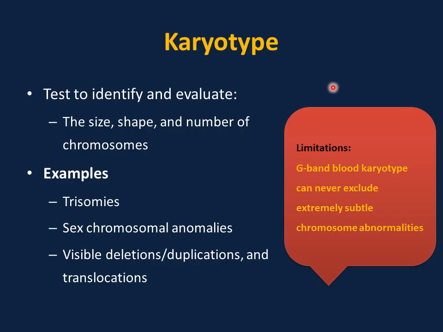But we need to know the limitation. The limitation of karyotype is that a G-band blood karyotype can never exclude extremely subtle chromosome abnormalities. In this case, microarray will be beneficial, but there is no need to do microarray for a classic presentation of Down syndrome or Turner or Klinefelter. These cases are easily identified with karyotype, not microarray.